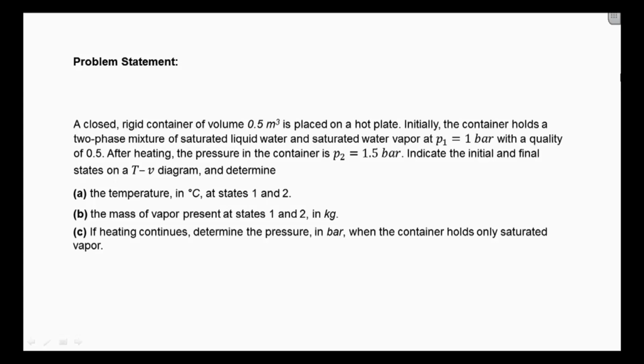Indicate the initial and final state on a TV diagram and determine the temperature in degrees C at state 1 and 2, the mass of vapor present at state 1 and 2 in kilogram, and C, if heating continues, determine the pressure in bar when the container holds only saturated vapor.